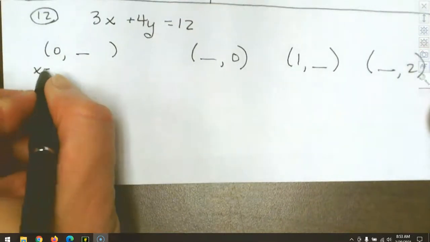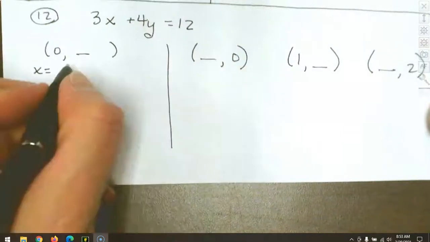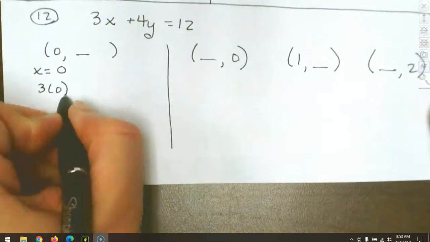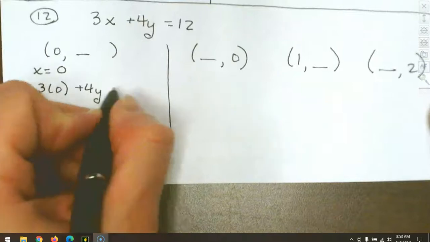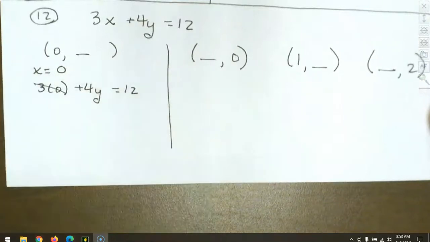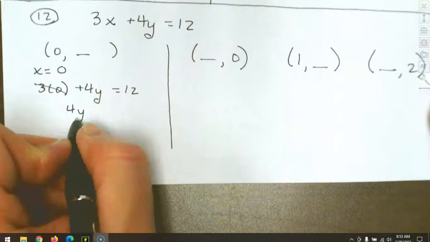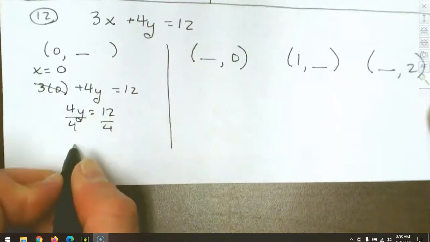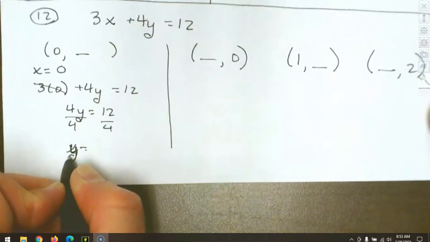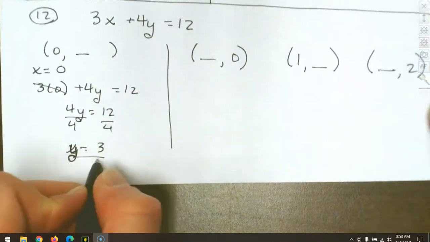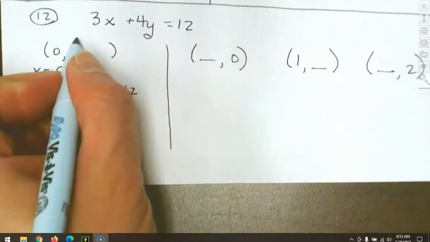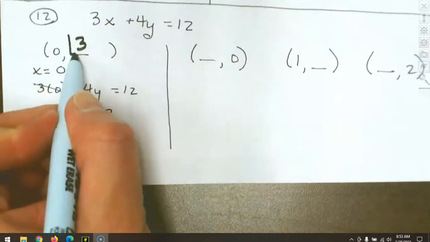So our first one, we're going to plug in x equals 0. This, by the way, is your y-intercept when we do that. So we'll go ahead and plug that 0 in. That's gone away. So now we have 4y equals 12. Divide by your 4. And y now equals what? Y now equals, it looks like 3, doesn't it? So our first piece is going to be 0, comma, 3 there.